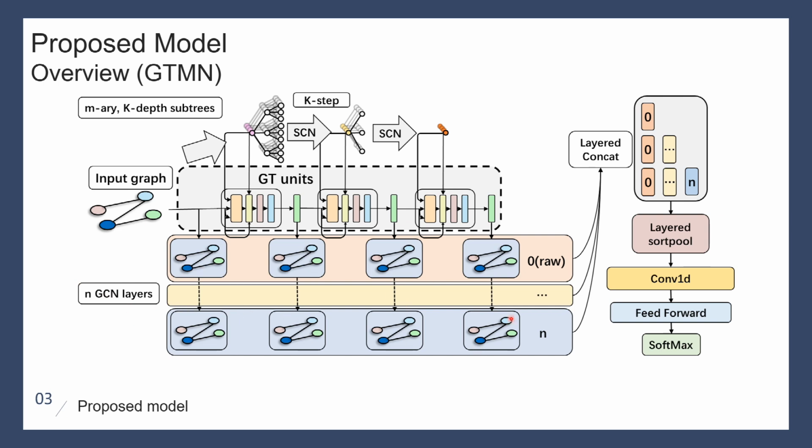For n GCN layers, output at layer i is concatenated, and then n plus 1 big feature matrices are formed. Furthermore, all of them are concatenated and fed into layered sort pool. The final part of the network is to transmute graph features into grid structures and make a prediction for the input graph.